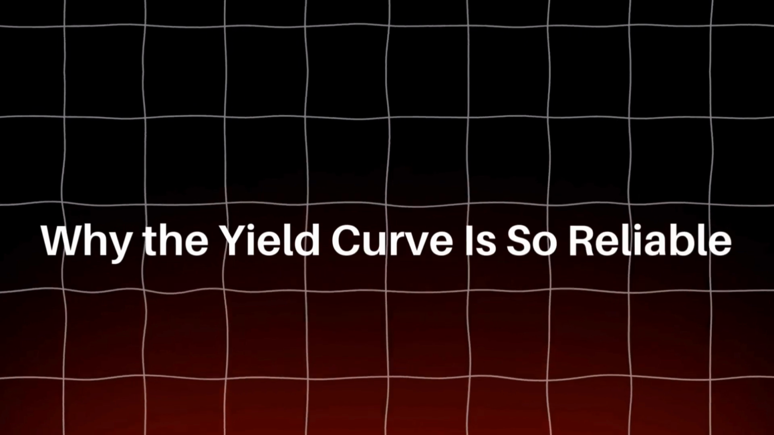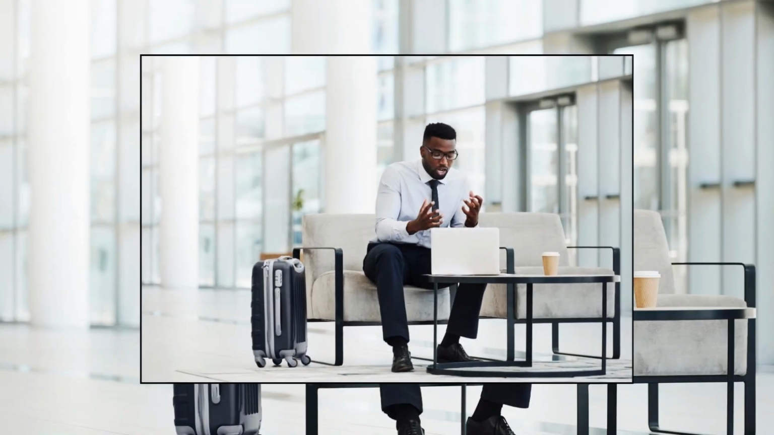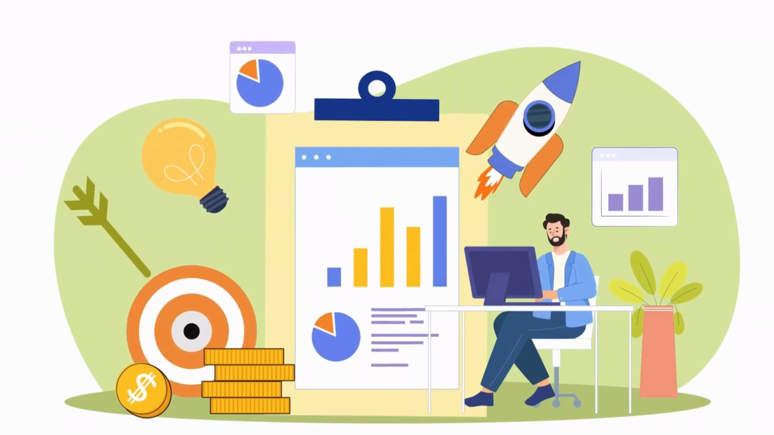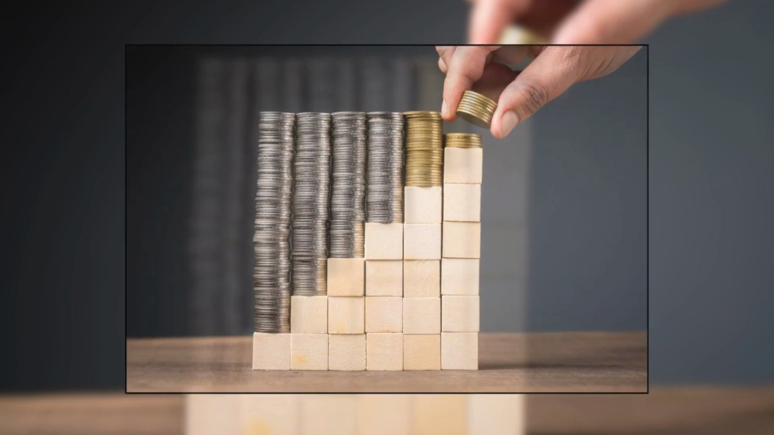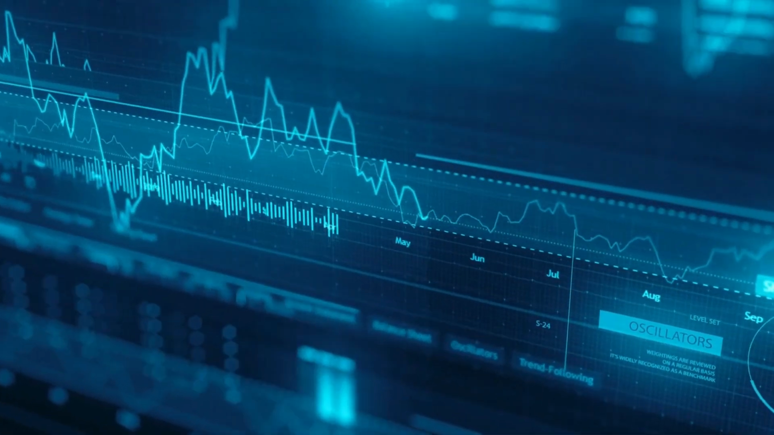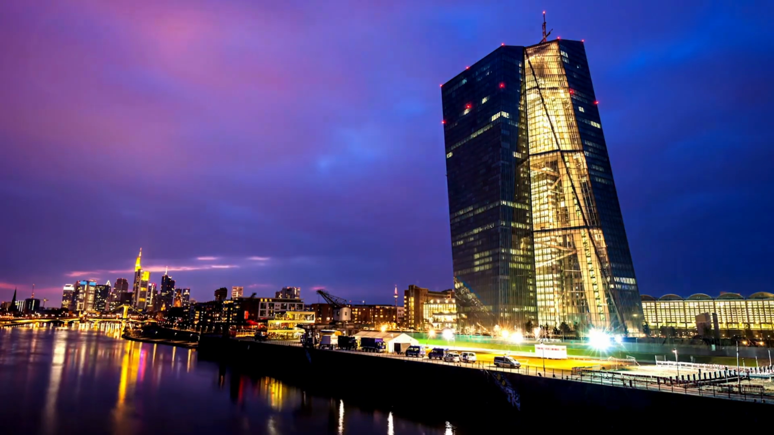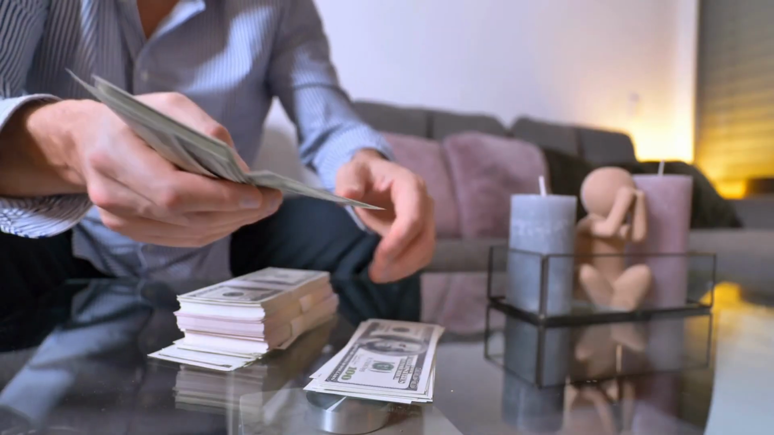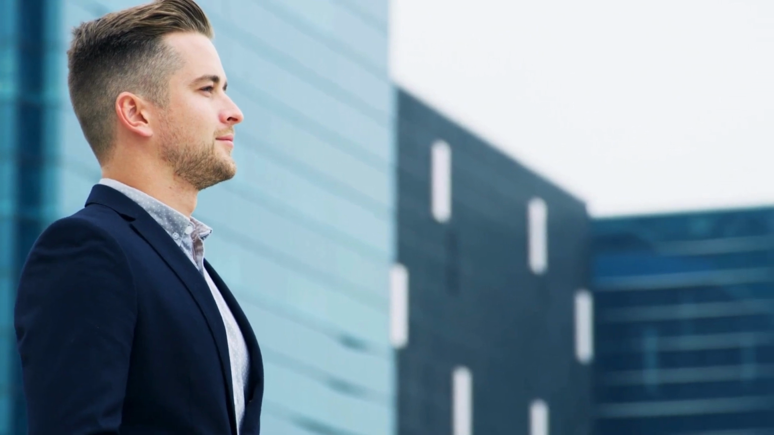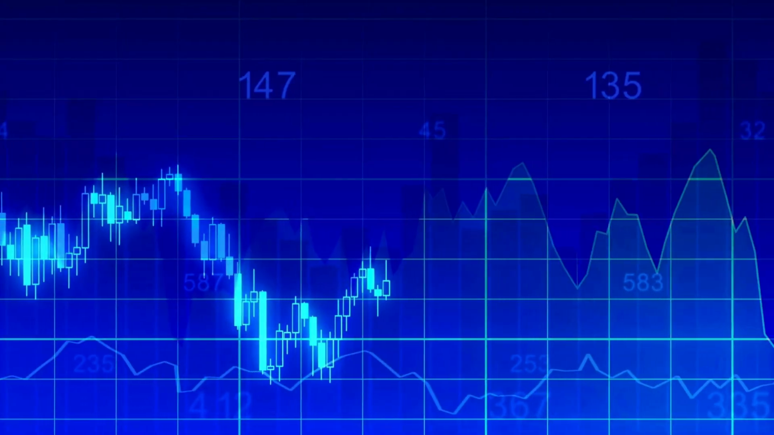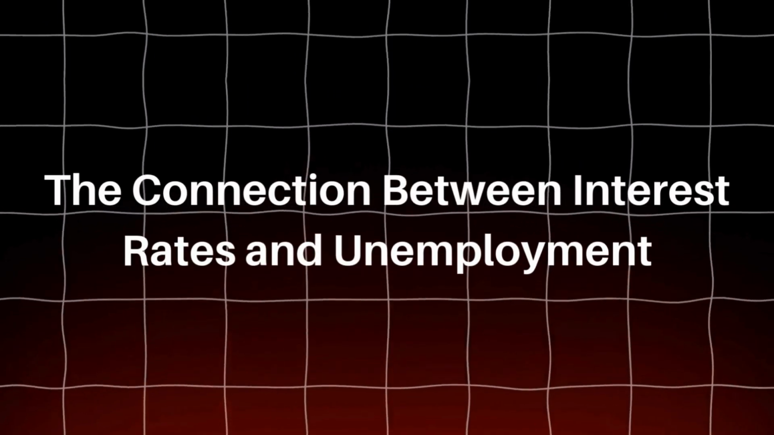Why the yield curve is so reliable. The reason the inverted yield curve is such a reliable indicator is that it reflects investors' expectations about future economic developments. When short-term rates are higher than long-term ones, it signals that the markets expect the economy to weaken in the near future and that central banks will respond by cutting rates. This becomes a kind of self-fulfilling prophecy. If enough market participants believe the economy is going to slow down, they take actions that make this scenario more likely.